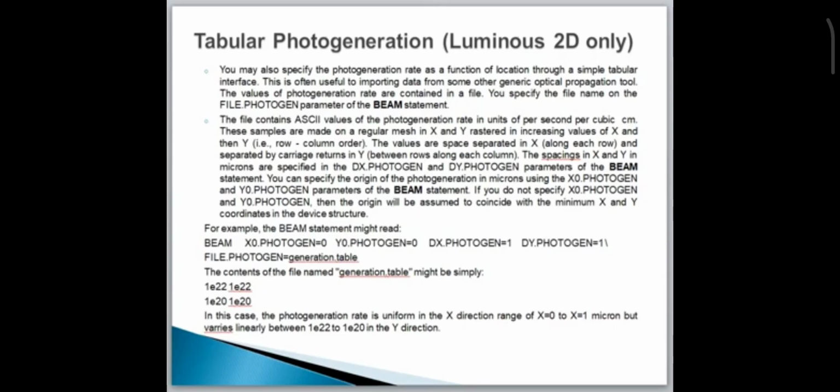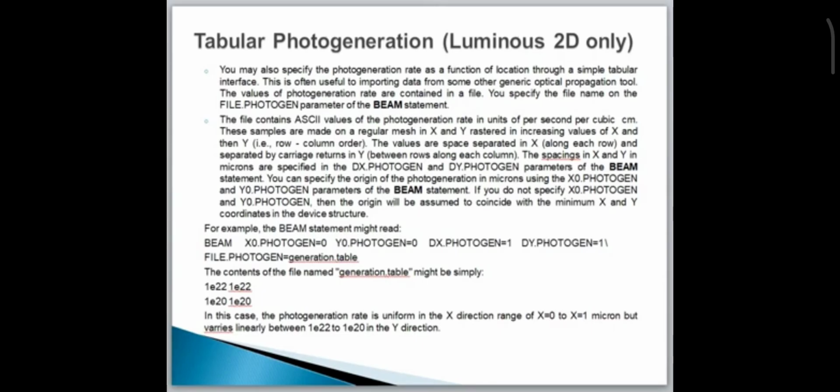These samples are made on a regular mesh in X and Y, rastered in increasing value of X and then Y. The values are space separated in X and separated by carriage return in Y. The spacing in X and Y in microns is specified in the dx.photogen and dy.photogen parameters of the beam statement. If you are specifying the dx.photogen and dy.photogen parameters in the beam statement, you are specifying the values of x and y in microns.